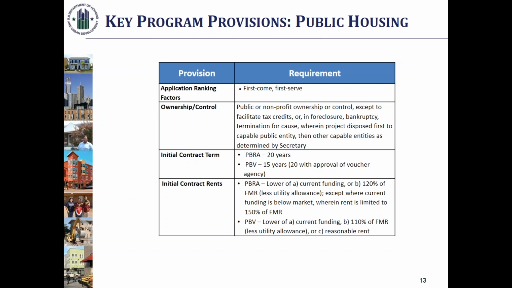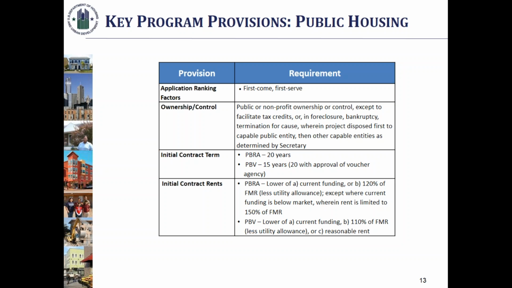So some of the transactions that you see where the PHA is either creating a nonprofit or joint venturing with a nonprofit, those are all acceptable ownership and control items in RAD. The contract term, PBRA, is going to be 20 years. For PBV, the PHA can choose either 15 or 20 years, whichever one they prefer.